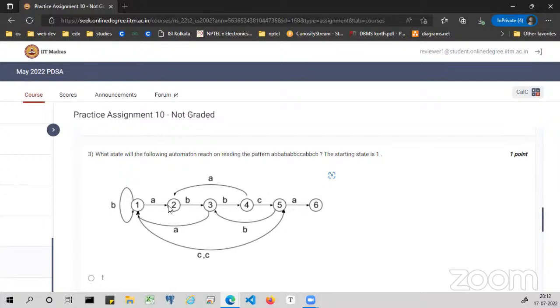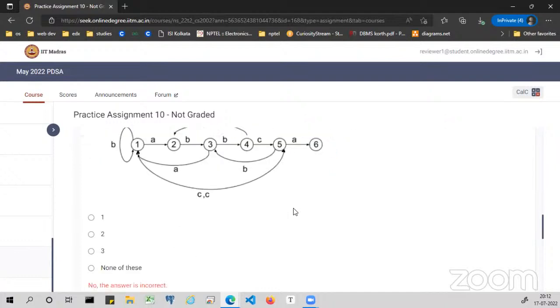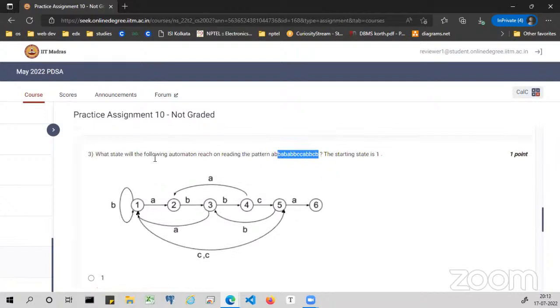Let's say, what is the start state? 1, right? So you start from 1, assume that you got an A, so go to 2, like that. Then there is a B after A, right? So from 2, take B, go to 3, like that. You have to go, and once this whole string is finished, whichever state you reach, that is your state. That is the answer. What state does the following automaton reach?